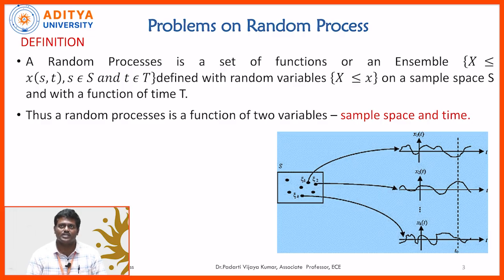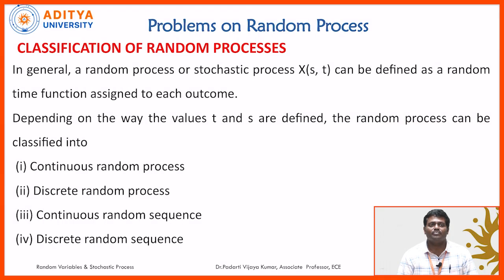So random process is a set of functions or an ensemble defined with random variables on a sample space, as a function of time. Simply, a random process is a real function of sample space and time. It consists of two variables: one is sample space, the other is time. Next, classification of random process. Random processes are classified into four types based on the parameters time and sample space: continuous random process, discrete random process, continuous random sequence, and discrete random sequence.